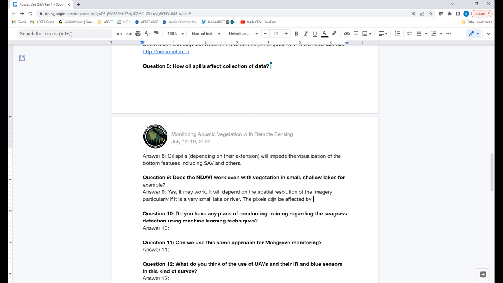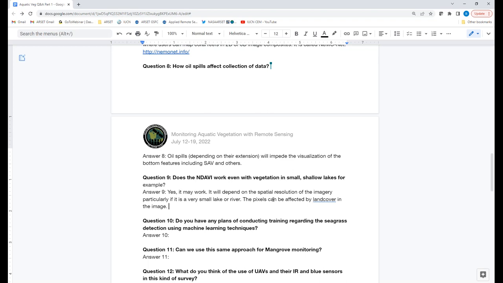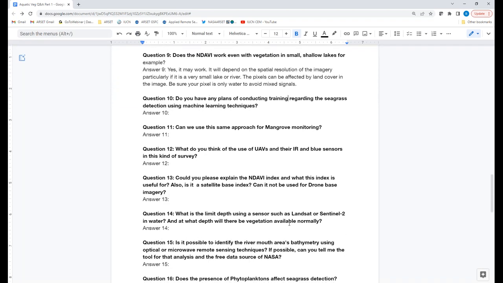and that is why it's very important to be sure that whenever you select a particular pixel for NDAVI or any other kind of index, make sure that pixel is only a water pixel. There's no other features that may affect the signal that you get from the pixel. Otherwise, you're gonna get a mixed signal composed of whatever is data that is obtained from the sensor, and also the land component as well. So that one will have an artifact just because of the influence of the land.